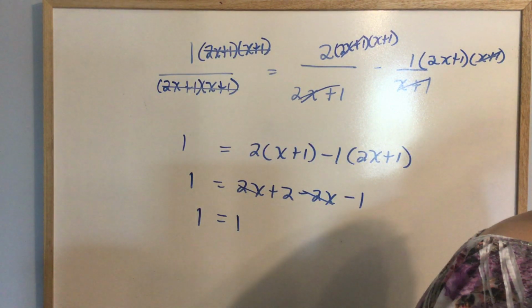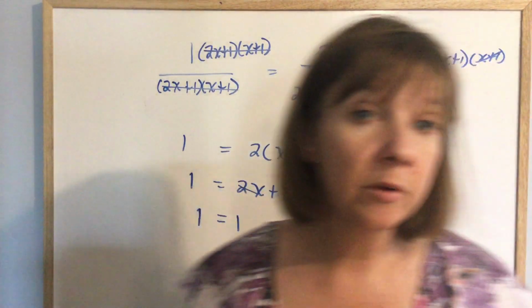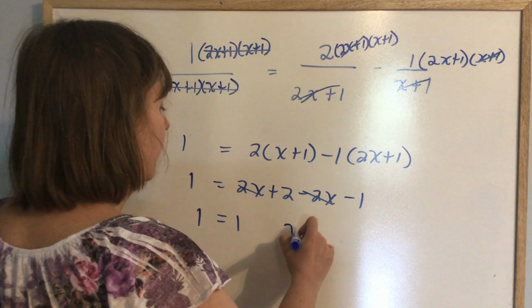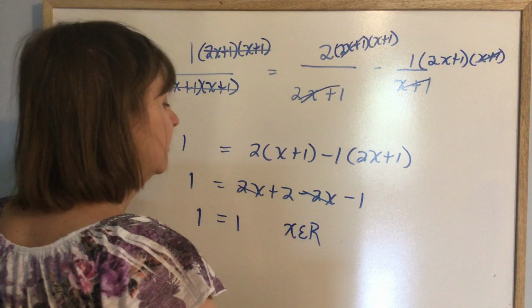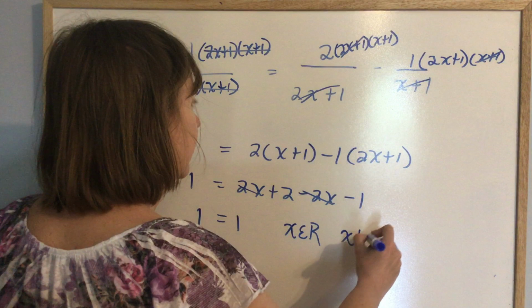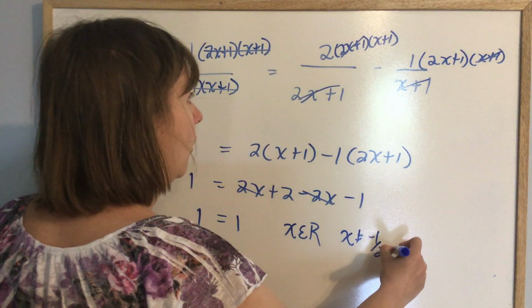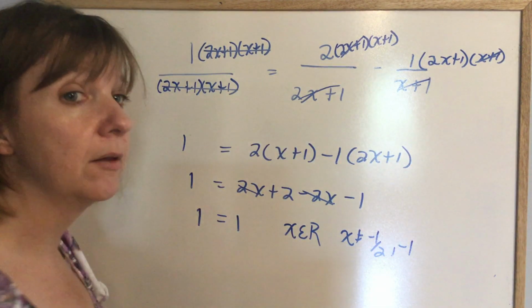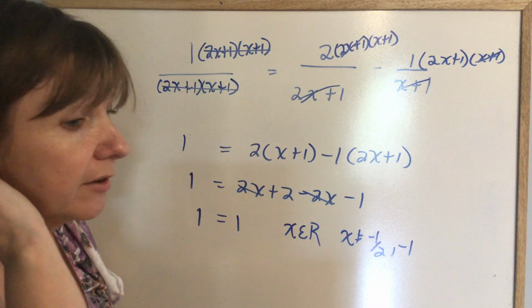Yep, they say all real numbers, and they say all real numbers except... So they say x could be anything except it can't be -1/2 or -1. The reason is that would put a 0 on the bottom of a fraction, and you can't have that.